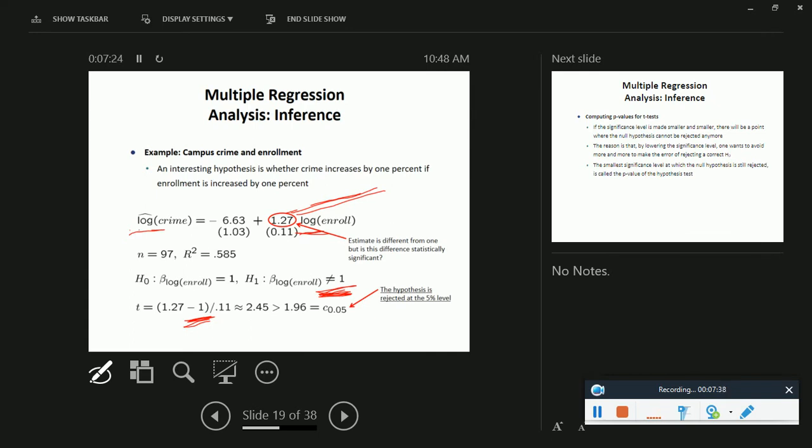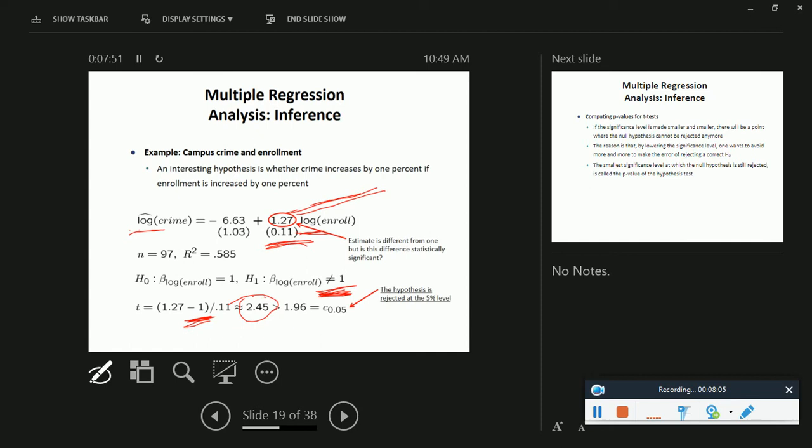So in this case, you have chosen that the null is 1, like you're thinking that the log of enrollment should be 1. Alright? And divided by the standard error, which is in this parenthesis, we got our t value as 2.45.